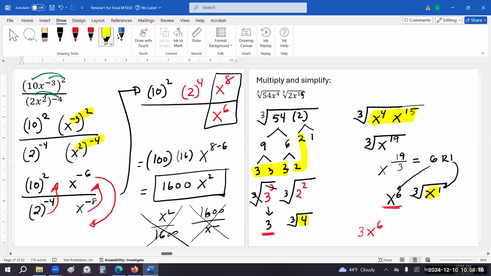This 4 and this x, they're inside the cube. So 4x. The exponent is 1, so if you don't want, you don't have to write it down. You have one of these in the final.